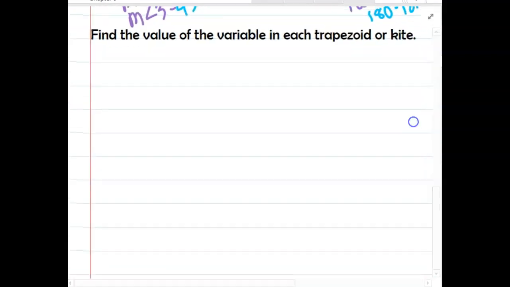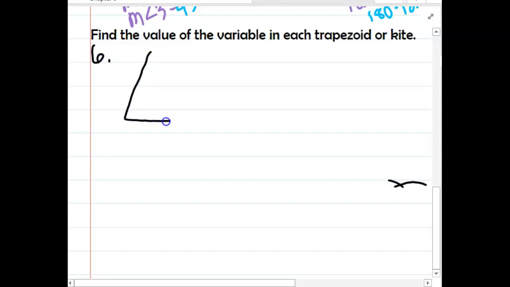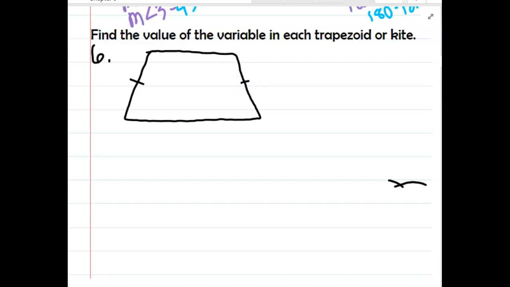Okay? All right, last few questions. Kind of similar to number 3, kind of. Okay, so number 6, let's say first, we're going to have an isosceles trapezoid, which means we know that those legs are congruent. This bottom angle down here is 60, and this angle over here is 3x plus 15.